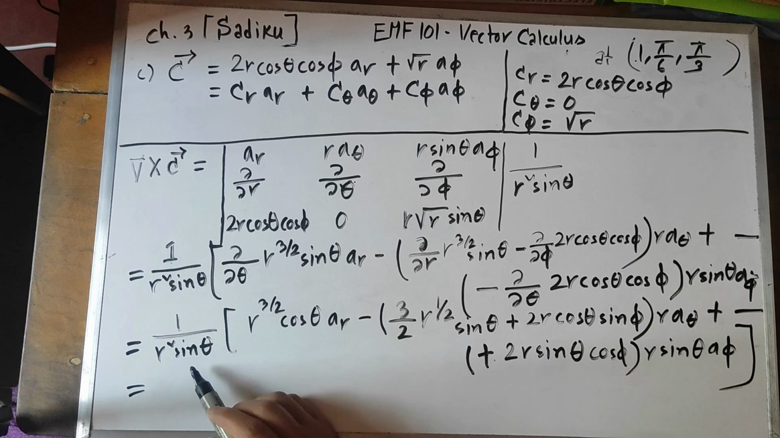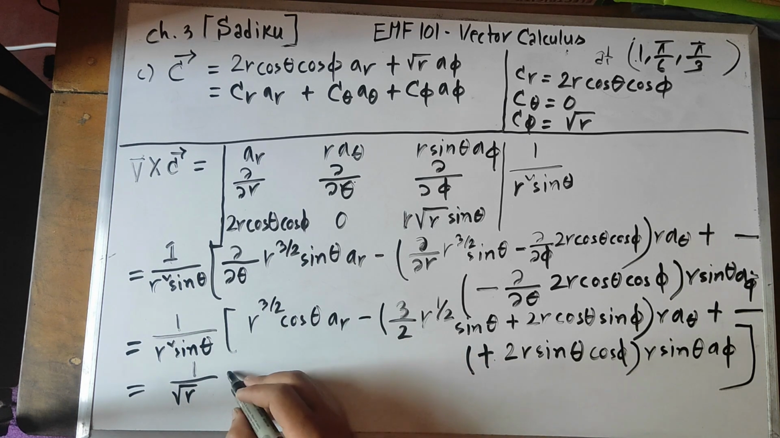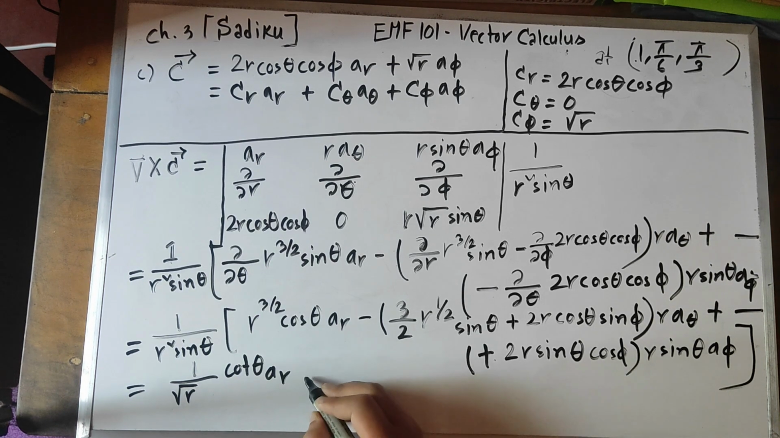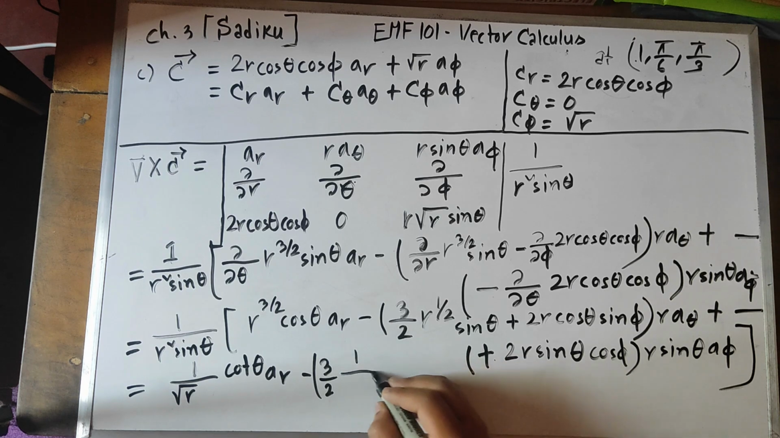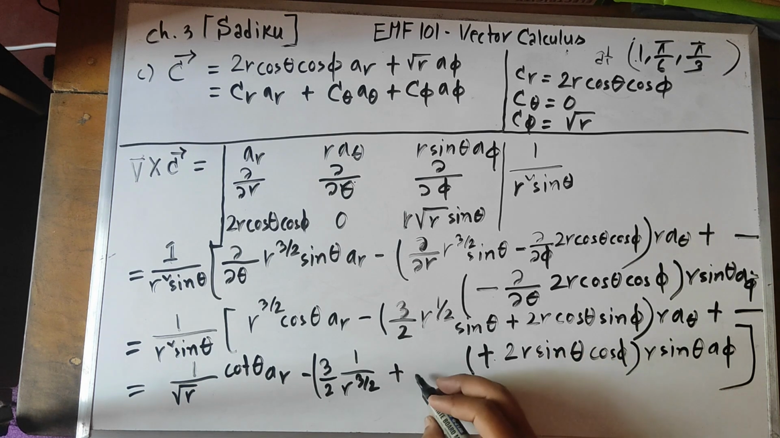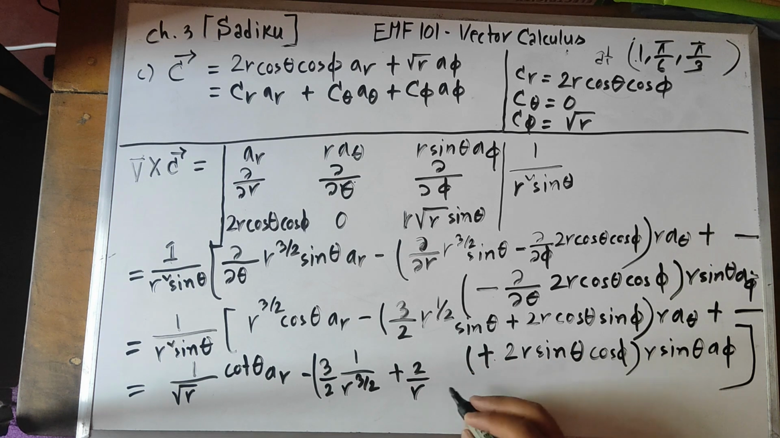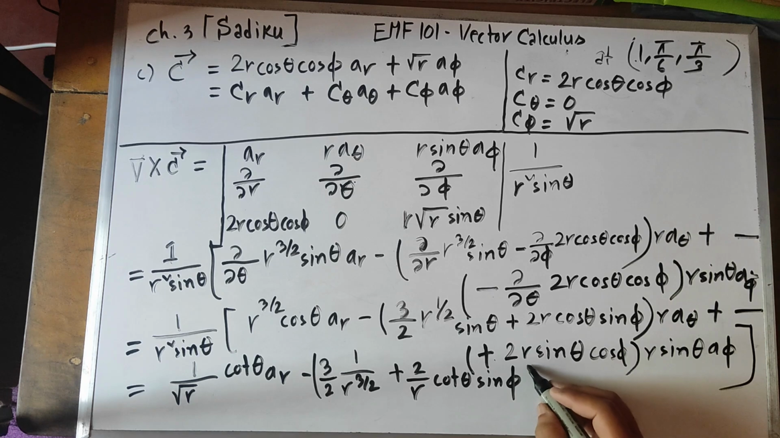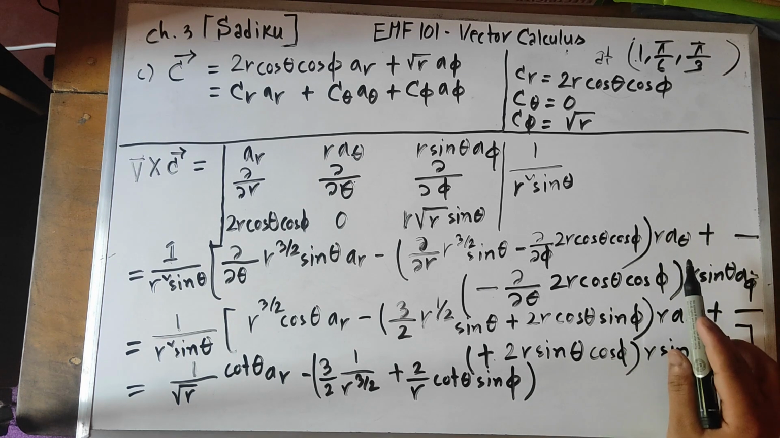If we take the 1 by r square sin theta inside the brackets, it will give us, so this is 1 by root r, and cos by sine is cot theta a r minus, so 3 by 2, 1 by r 3 by 2, and sine cuts out, plus 2 by r and cot theta sin phi, and here is also r.